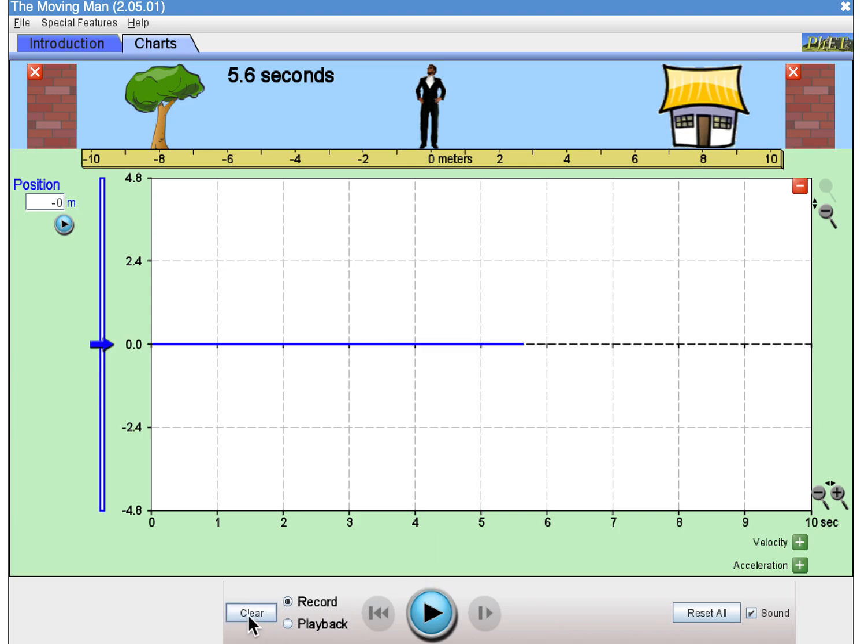But what if we get him moving? That's his name anyway, the Moving Man. Let's get him moving here at a constant velocity and see what that graph looks like. Here we go. Constant velocity. Well, that's pretty nice and good, right?